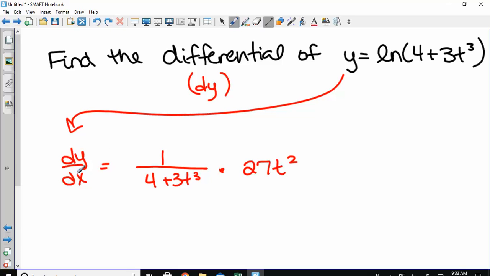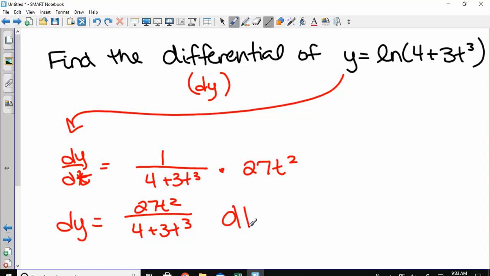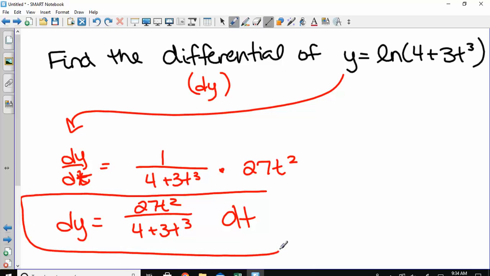I guess I really shouldn't be doing dx, should I? This should be a dt, because I use t for my variable here. Okay, so now all we have to do is get dy by itself. You could multiply this and make it 27t squared over 4 plus 3t cubed, and you just multiply over your dt. So that's your differential. It's just basically your derivative.